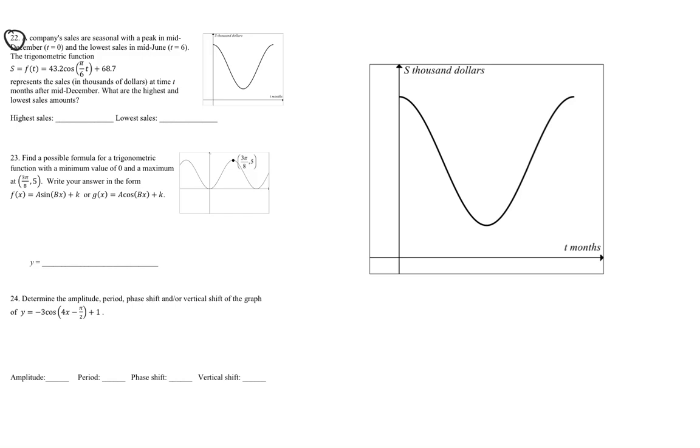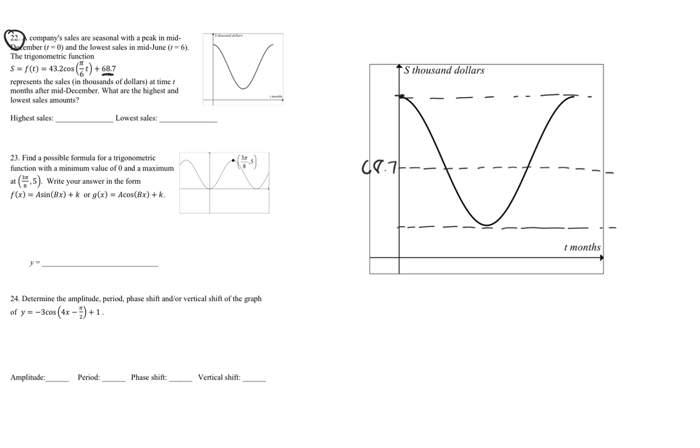So it's asking us to find the highest and lowest values of this cosine function. Remember what we know about cosine and sine functions. We know that this 68.7, this added number on the end, is going to be our midline. So we can draw a midline roughly about here, and that's going to be this y value, 68.7, right? Okay, so how do we find this value at our highest point, and this value at our lowest point?